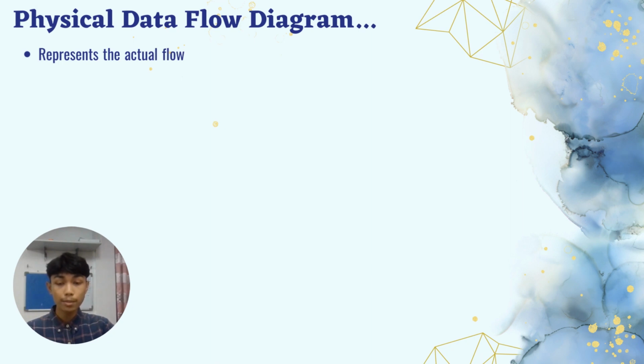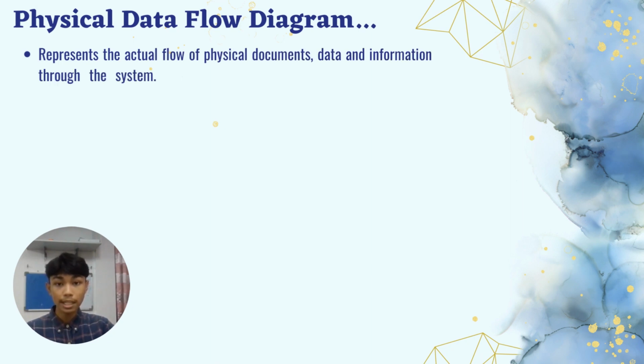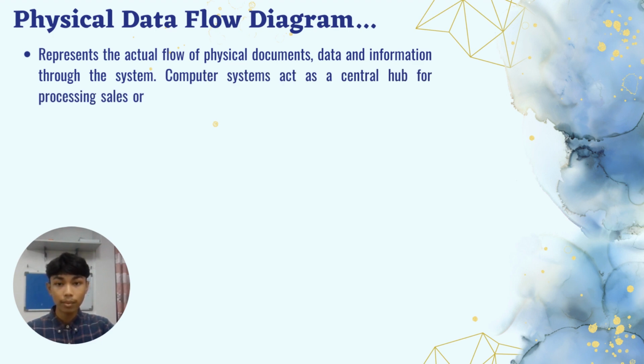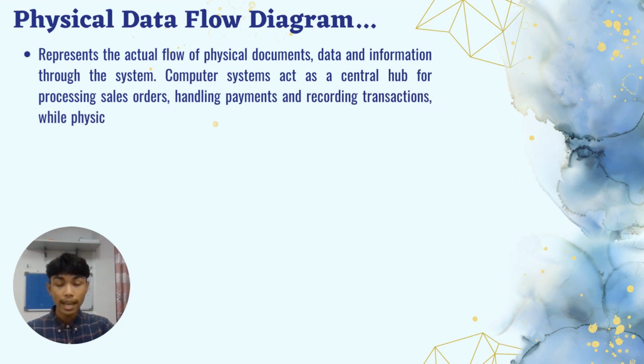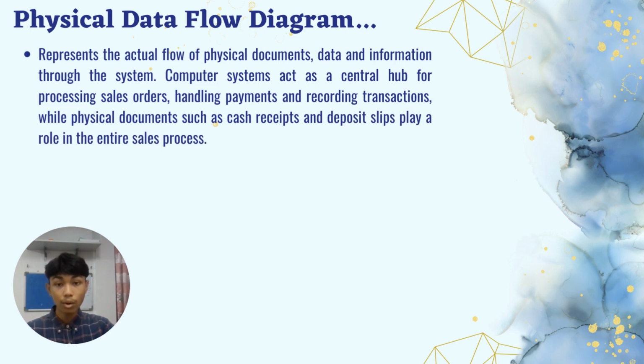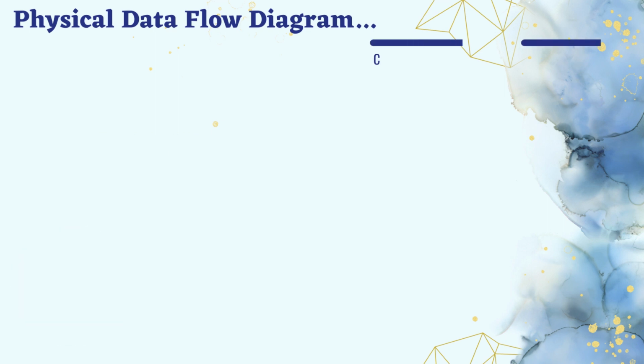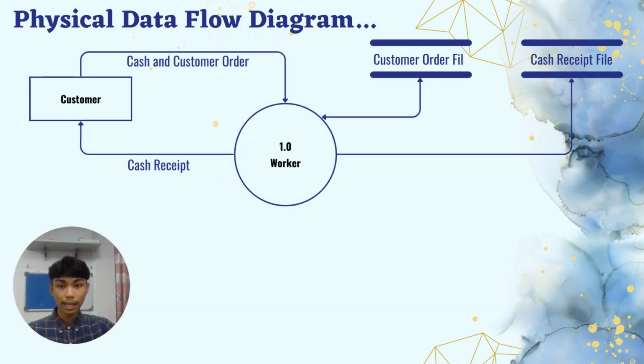Now, I will try to explain the physical data flow diagram at Kitarimera Shop. It represents the actual flow of physical documents, data, and information through the system. The computer system acts as the central hub for processing sales orders, handling payments, and recording transactions, while physical documents like cash receipts and deposit slips play a role in the overall sales process. The physical data flow diagram at Kitarimera Shop consists of two internal entities.